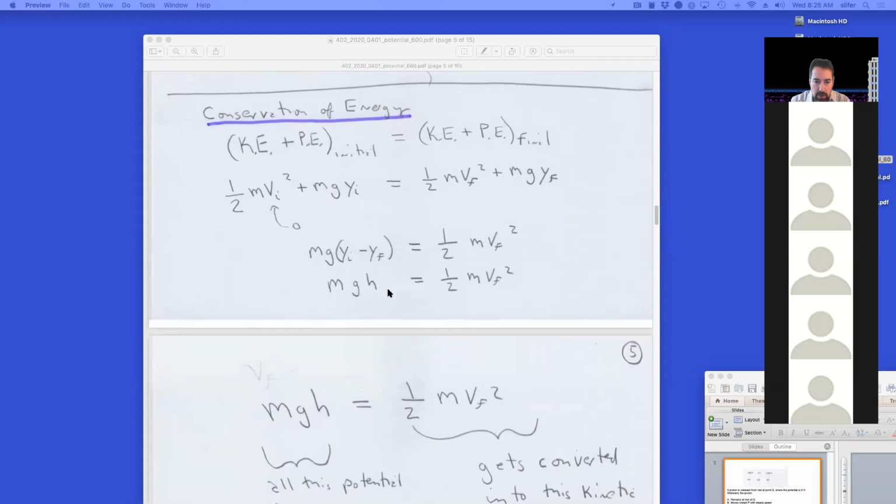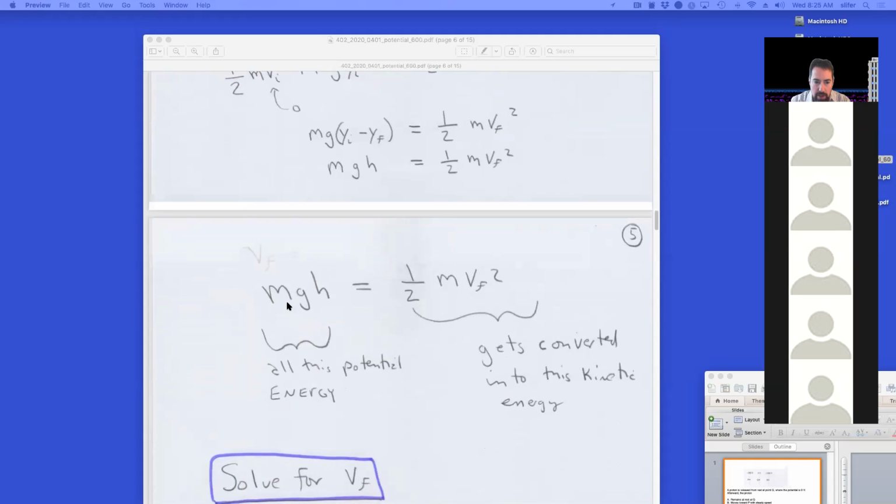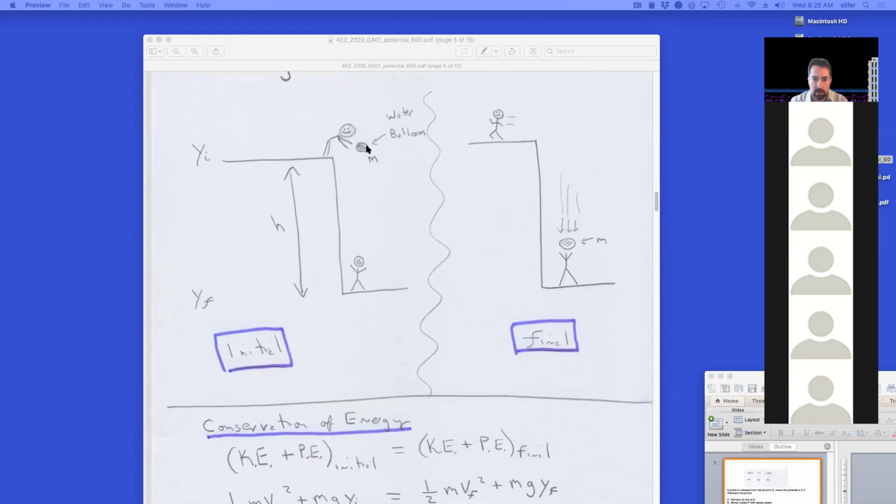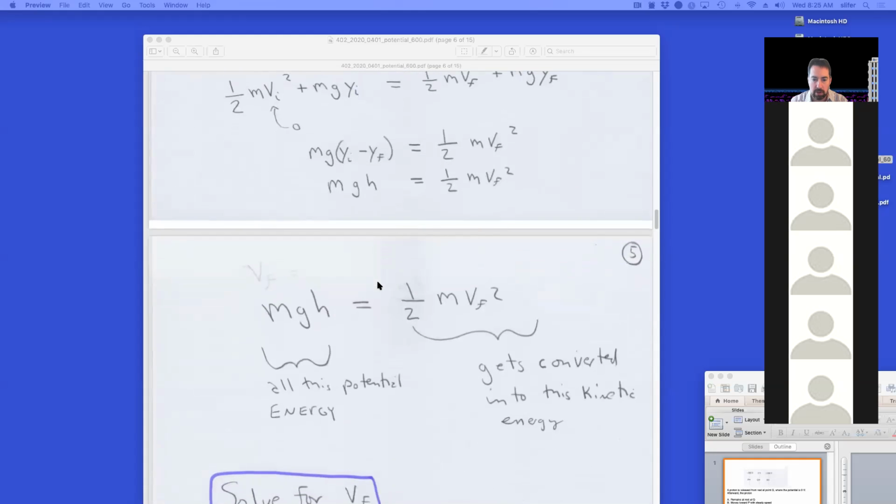So altogether I have mgh equals 1/2 mvf squared, and I have this final result, that all this initial potential energy, mgh, is converted as this mass falls from here to here. It's converted into this kinetic energy 1/2 mvf squared.